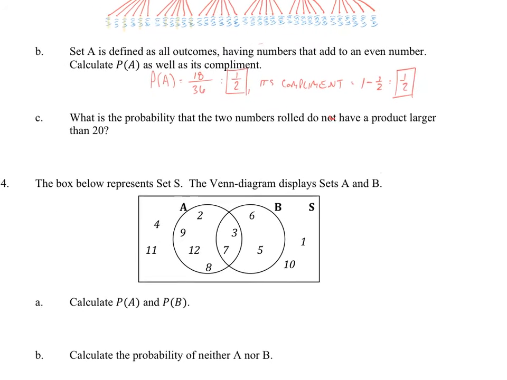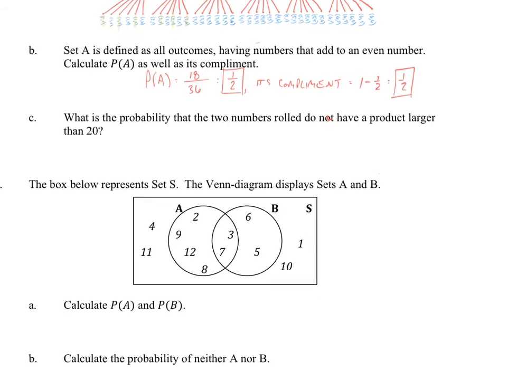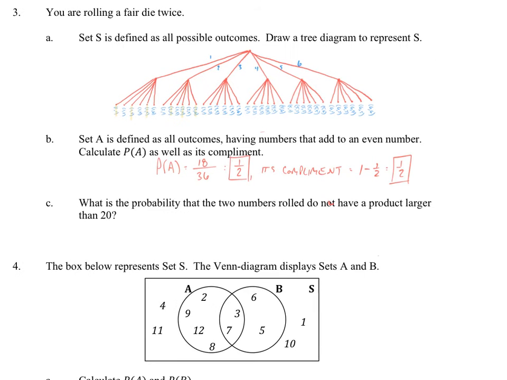And the last part of number 3 says, what is the probability that the 2 numbers rolled do not have a product larger than 20? Product means multiplication, so instead of using yellow here, we'll use green, and we'll look at all of the situations where this is true. It's got to be larger than 20. It can't be equal to 20. So let's look at the situation where they do have a product larger than 20, and we'll use the complement to help us find what they're asking for.